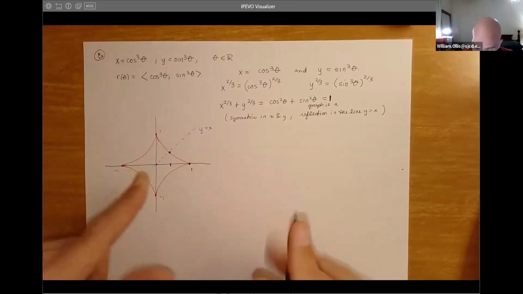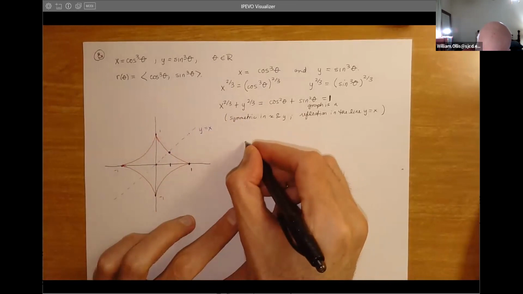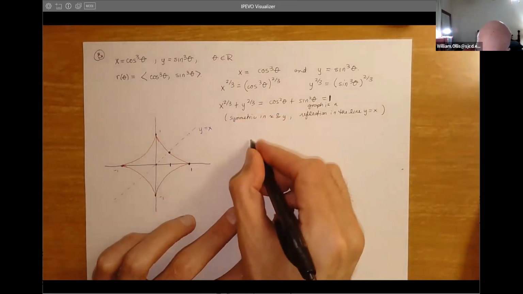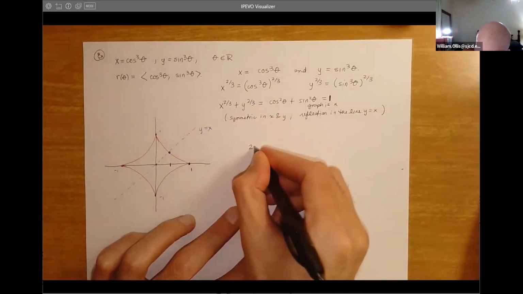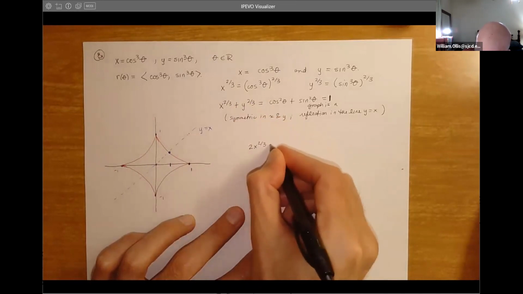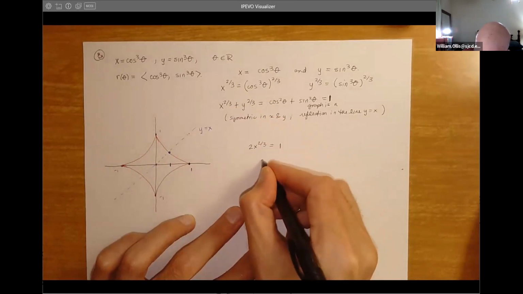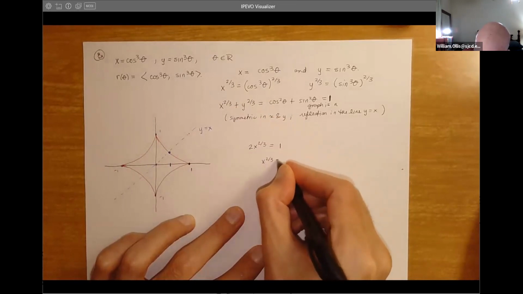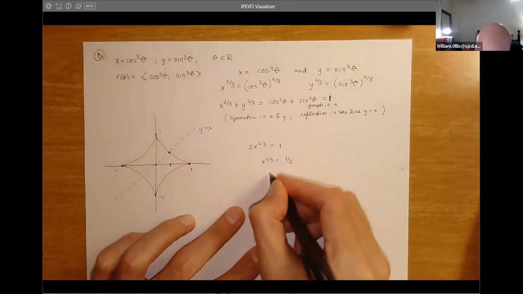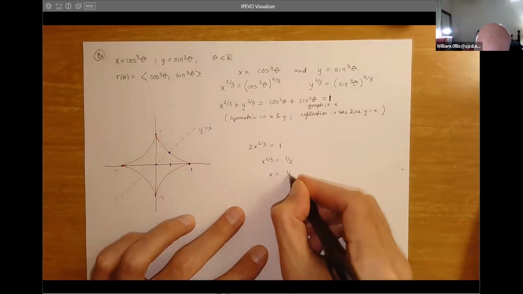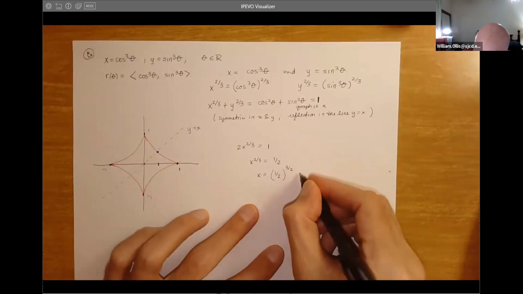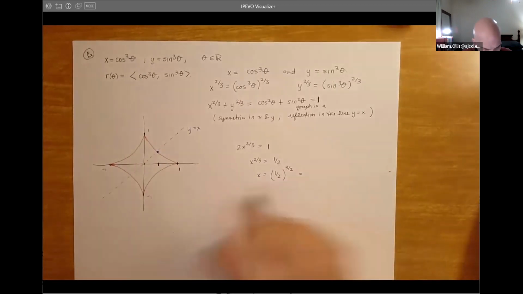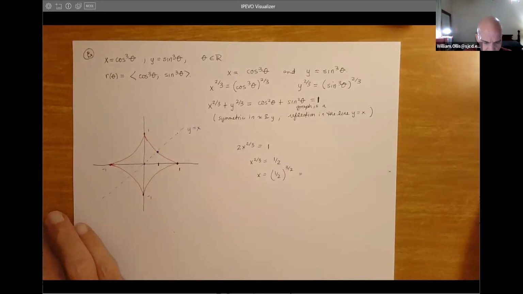But remember, how did we figure that out? We just said, replace x with y, or replace y with x, and get 2x to the 2/3 equals 1. So x to the 2/3 equals 1/2. So x equals 1/2 to the 3/2. So now you're thinking, wow, this is kind of crazy. So what do we get in this case?